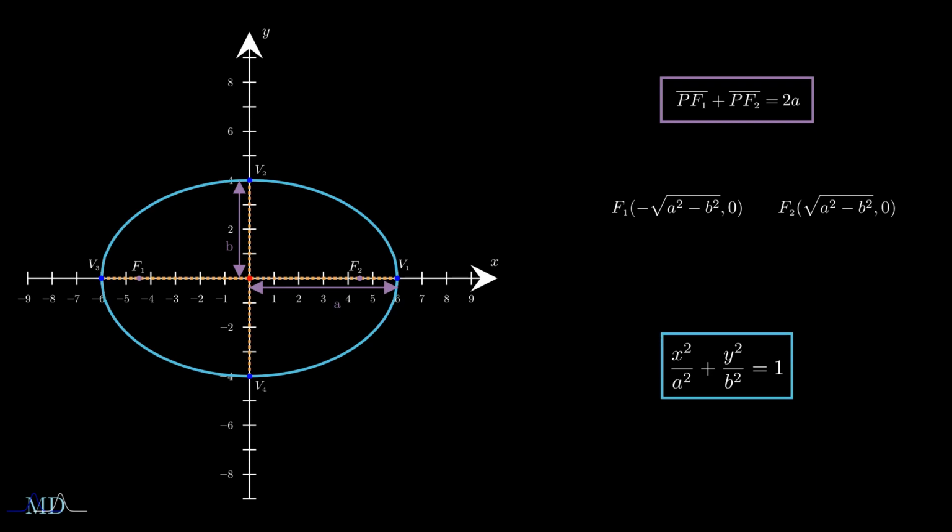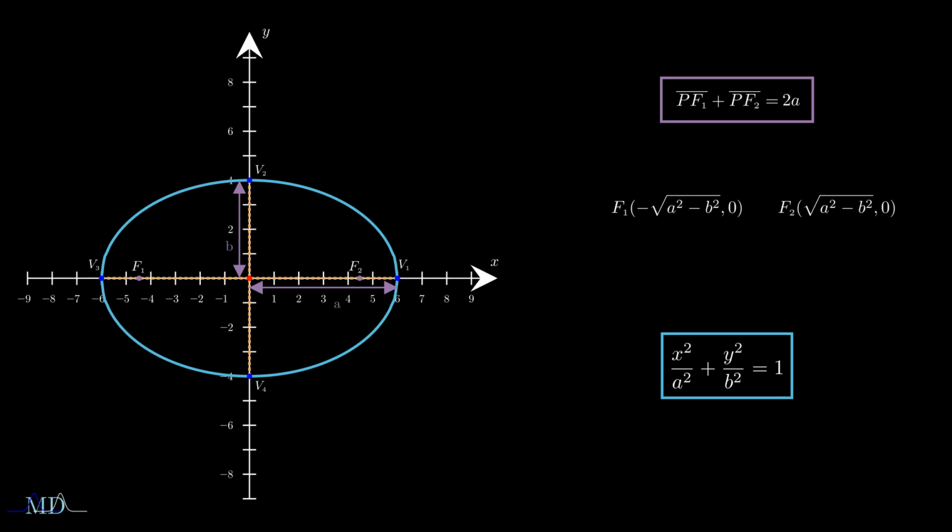The abscissae of the two foci are minus square root of a squared minus b squared, and square root of a squared minus b squared. Eventually we have calculated the equation of the ellipse, with axes parallel to the Cartesian axes and center at the origin. That is x squared over a squared plus y squared over b squared equals 1.